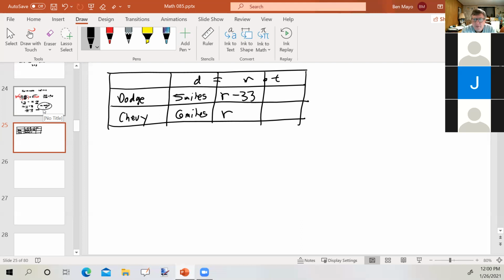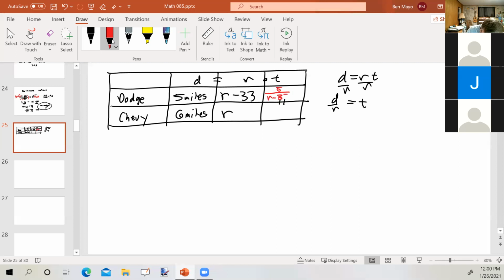They should be the same. They're the same. Excellent. I'm going to do this. I'm going to put a little equal sign like that. Okay. Now, if distance equals rate times time, time would equal distance divided by rate, okay? So what I'm going to do is the Dodge's time is going to be its distance divided by its rate, which is 5 divided by r minus 33.